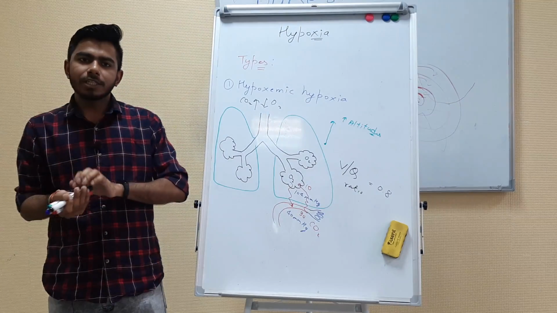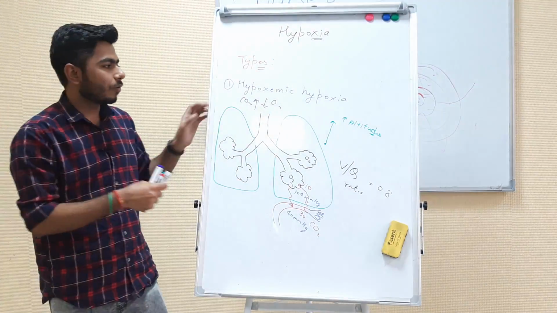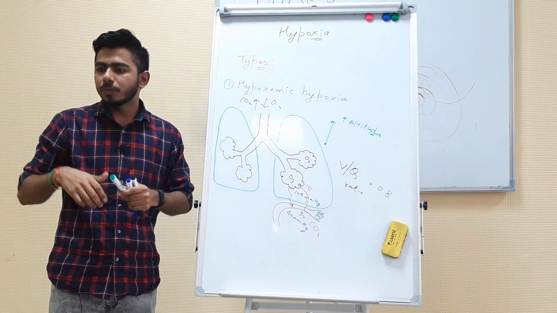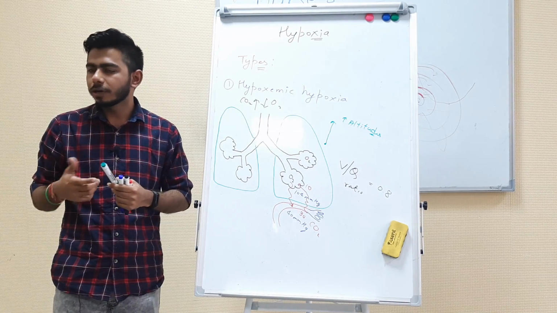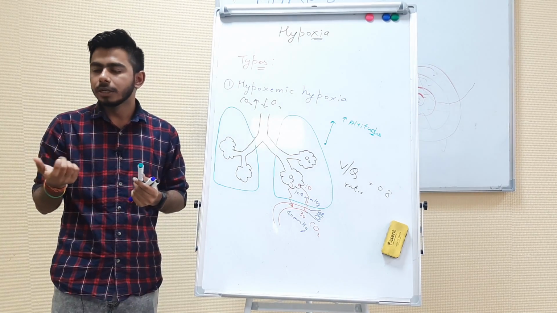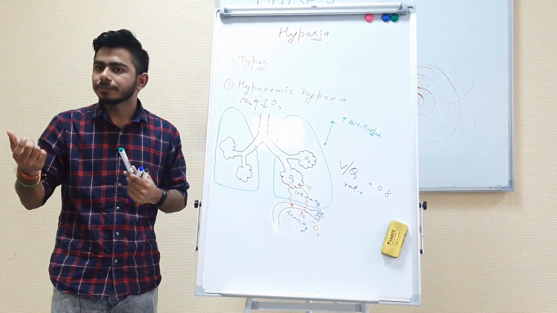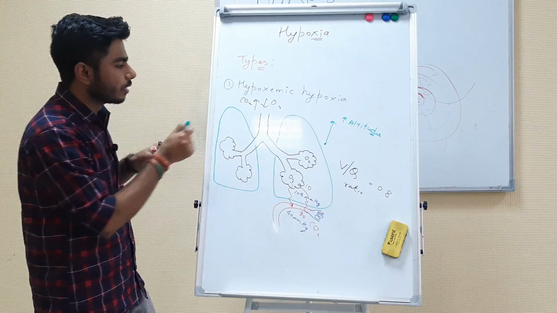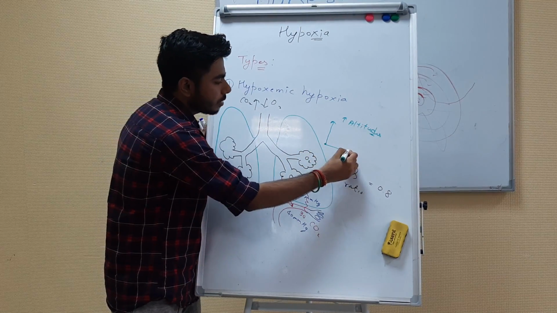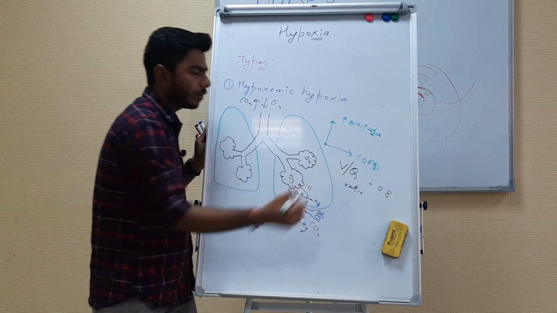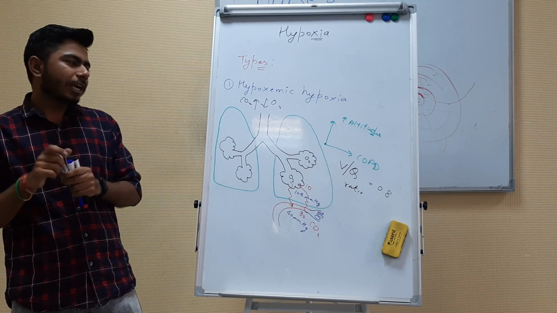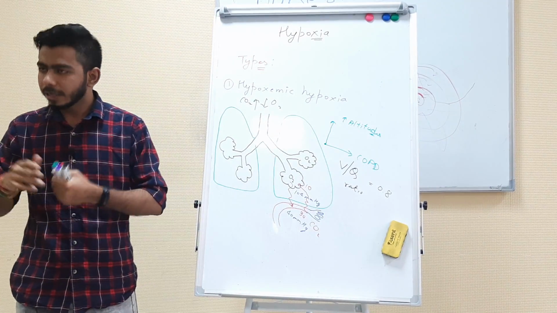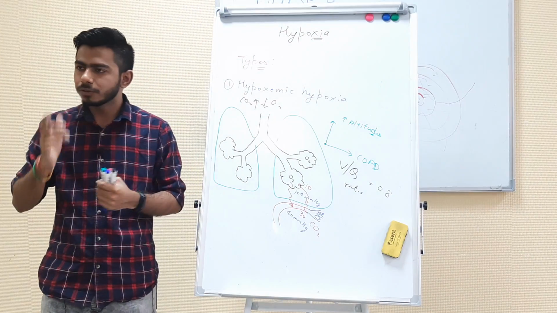Okay, let's go over to the next one. One is the higher altitudes. One is the type whenever the patient is having some kind of pulmonary disease. One of the classical examples of this is COPD. What is COPD? Chronic obstructive pulmonary disease. Can you tell me what kind of diseases you can include under COPD? Bronchial asthma is one of the classical examples of COPD.